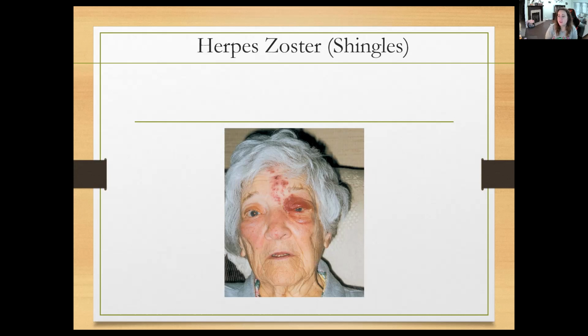The treatment is with the oral antiviral agent, so acyclovir, valacyclovir, and then corticosteroids. And the quicker that you can get them on that acyclovir, the better. A lot of people who have herpes simplex, so the cold sore, can tell you they feel like a tingling coming on before that cold sore.